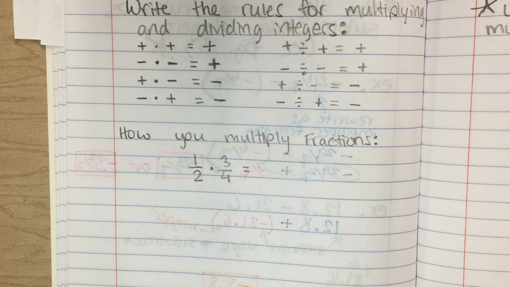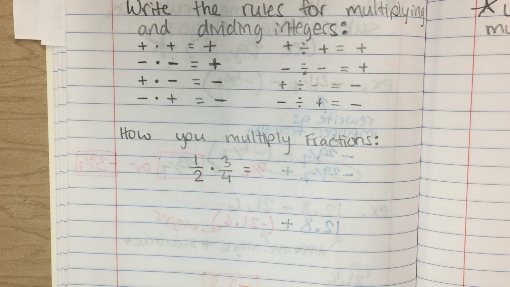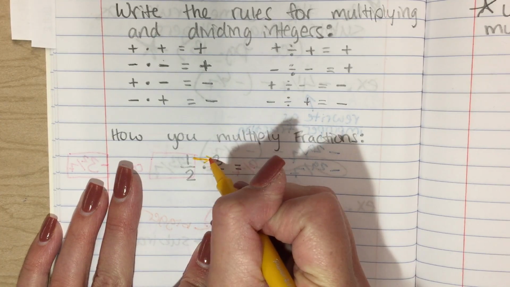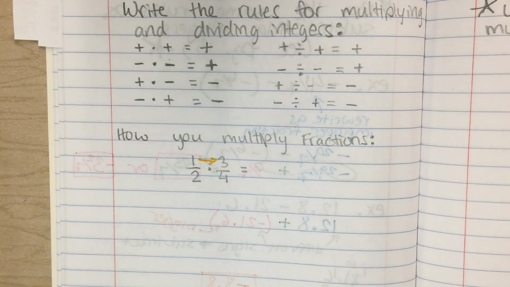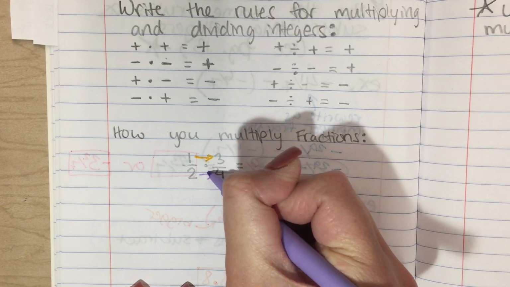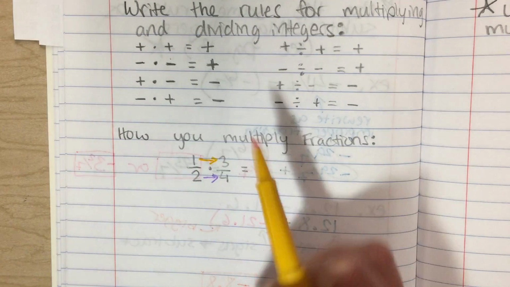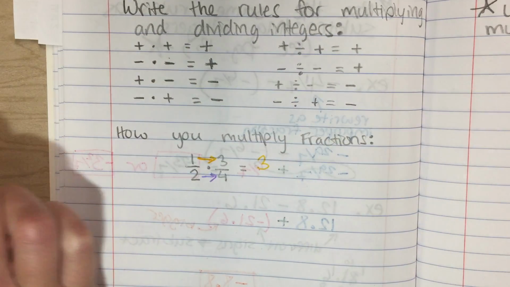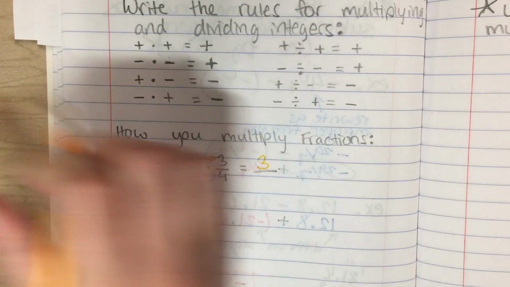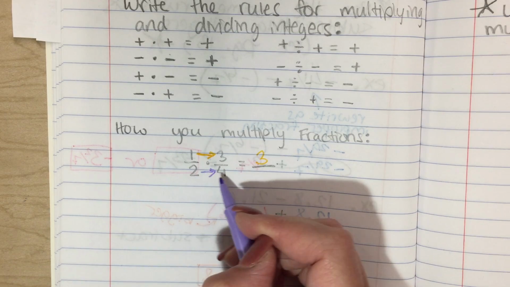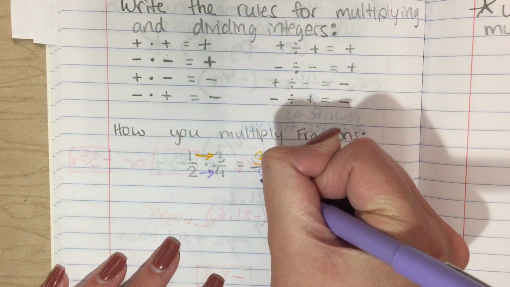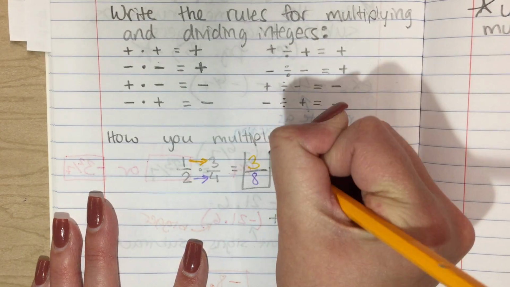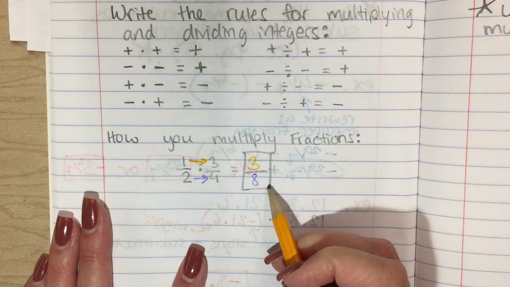Hopefully you said, oh, I remember multiplying fractions. You just multiply across. You multiply the tops and you multiply the bottoms together. So I do 1 times 3. 1 times 3 is 3 over, let's multiply my denominators, 2 times 4. 2 times 4 is 8. So 1/2 times 3/4 is 3/8.